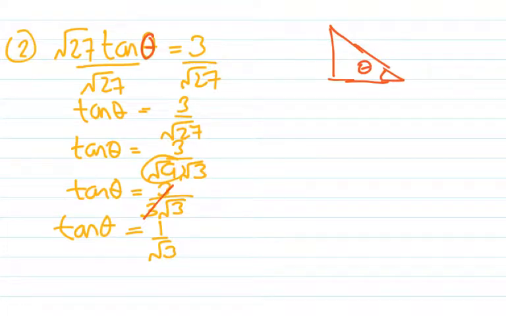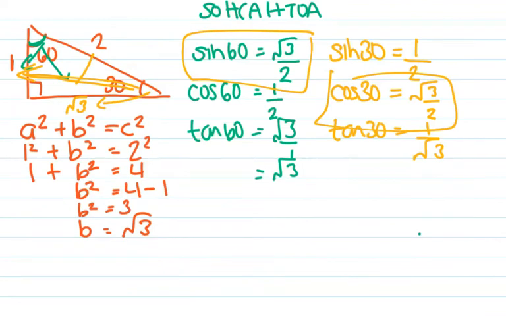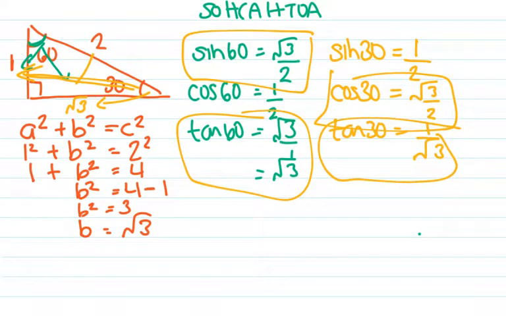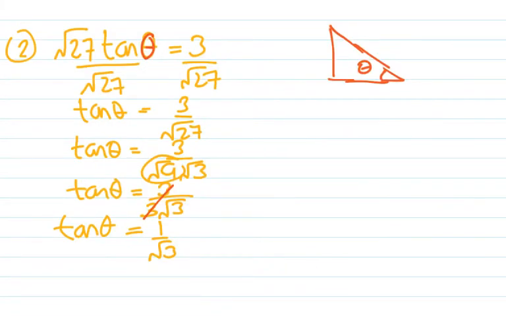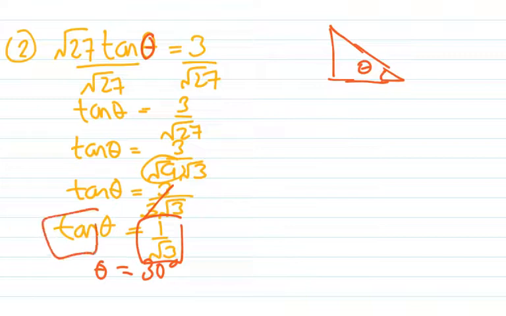Now I'm going to go back to my special triangles and look at my calculations for tan. Which one equals 1 over root 3? Sorry, not this one here. That one's just root 3. So 1 over root 3 was tan 30. Therefore, theta equals 30 degrees. And I know that because this equaled 1 over root 3, and I was using tan. That's done using my special triangles. I didn't need a calculator for that.